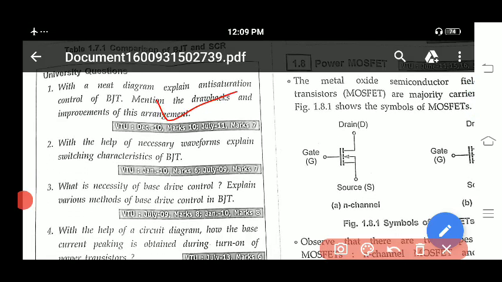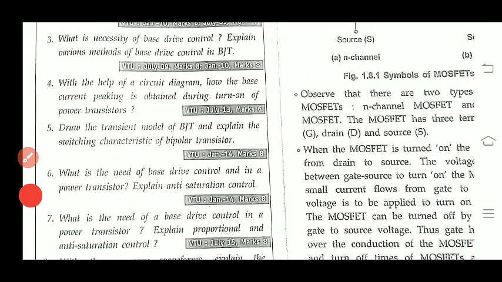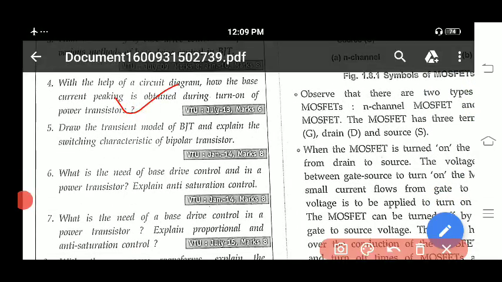With a neat diagram, explain anti-saturation control of BJT. Mention the drawback. With the help of necessary waveforms, explain the switching characteristic of BJT. Just now we have discussed this. What is the necessity of base drive control? Explain various methods of base drive control in BJT. How is current peaking obtained during turn on of a power transistor? Draw the transient model of BJT and explain the switching characteristic of a bipolar transistor.